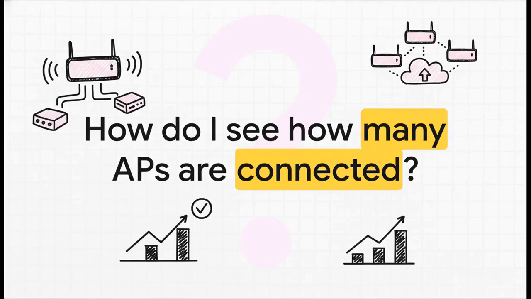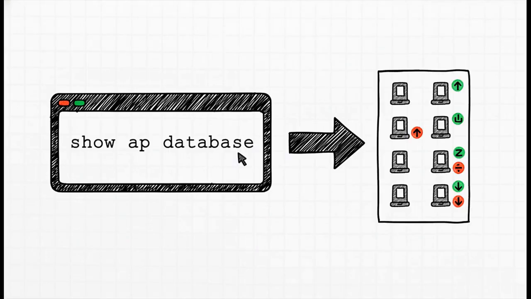Okay, picture this. You just SSH'd into your controller for the very first time. You've got that blinking cursor. What's the very first question that pops into your head? It's probably going to be, okay, what's actually plugged into this thing? How many APs are online? And the command for that couldn't be easier. It's just show ap database. That's it. This command gives you the master list of every AP the controller knows about. It's your go-to, your first step in almost any troubleshooting scenario, just to make sure everything is alive and checking in.